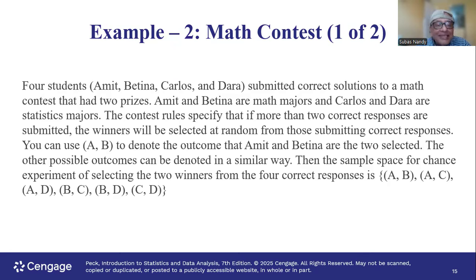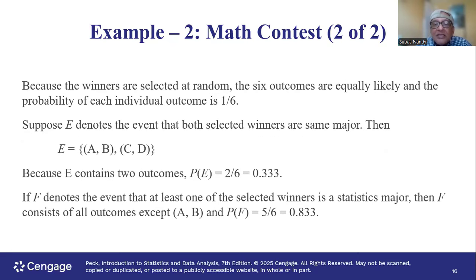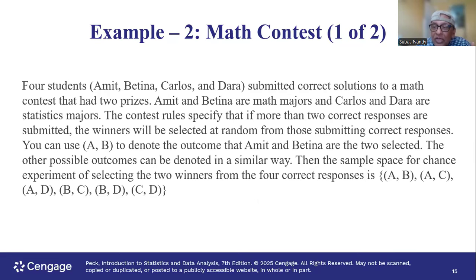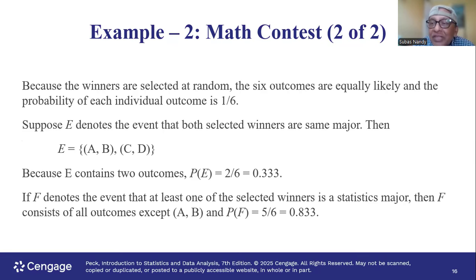In all other possible combinations, look at AC, AD, BC, BD, CD, there is at least one stat major. So there are 5 combinations, AC, AD, BC, BD, and CD, in which there is at least minimum one stat major. Who are the stat majors? C and D. So in all 5 of these, there is one stat major. So the probability of that selection is 5 out of 6 or 0.833, 83.3%.